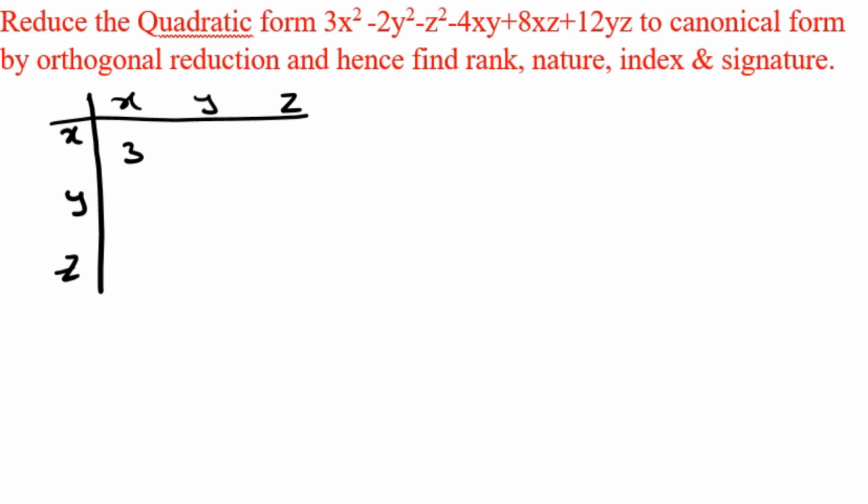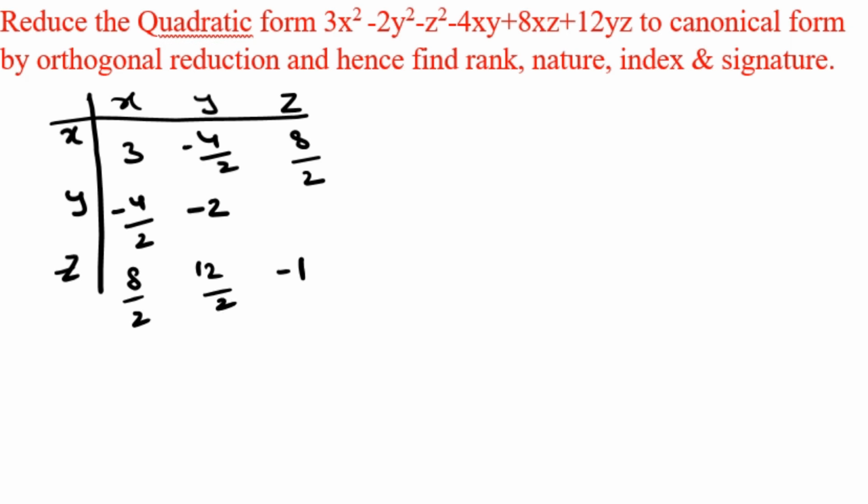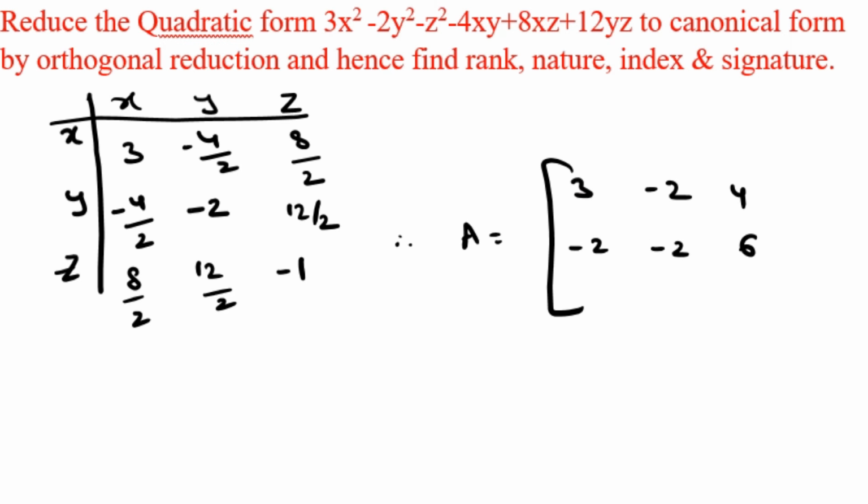X square coefficient is 3, y square coefficient is minus 2, z square coefficient is minus 1, xy coefficient is minus 4 by 2, xz coefficient is 8 by 2, yz coefficient is 12 by 2. Therefore, A is equal to 3, minus 2, 4; minus 2, minus 2, 6; 4, 6, minus 1.